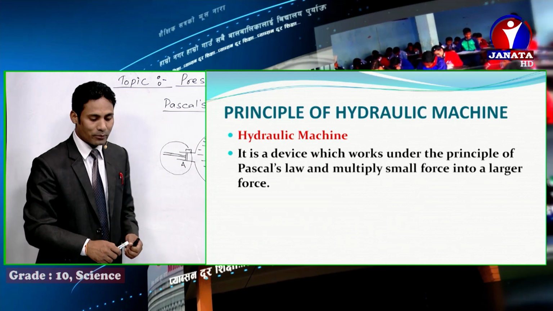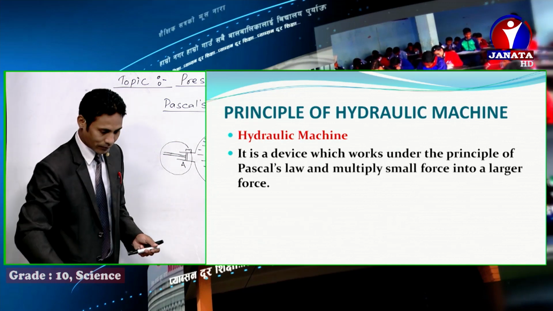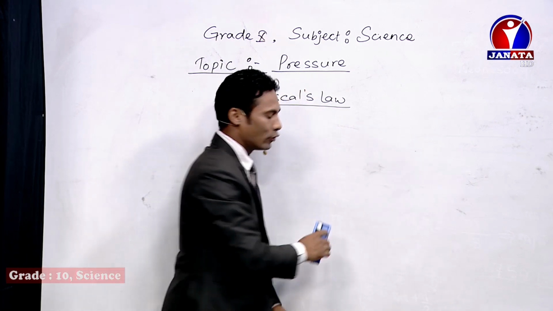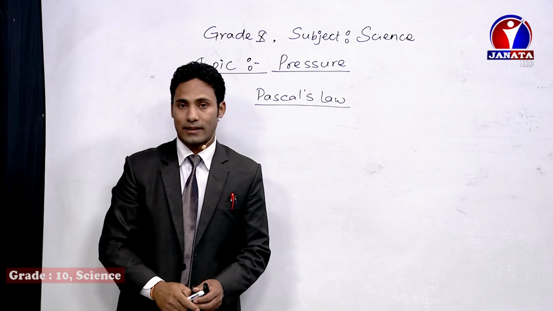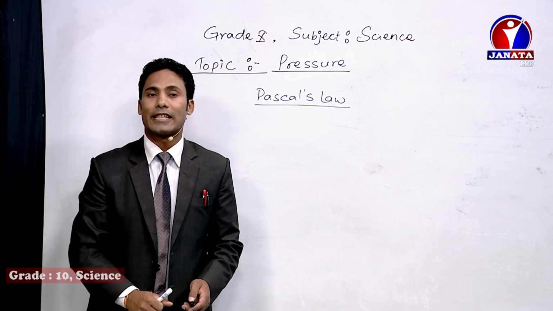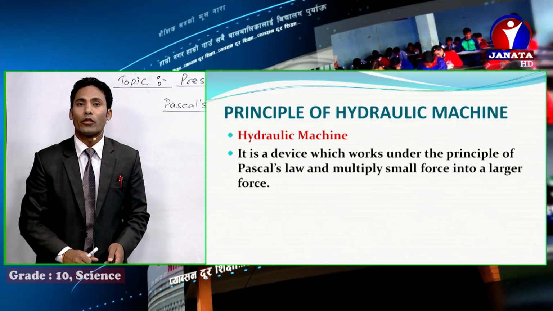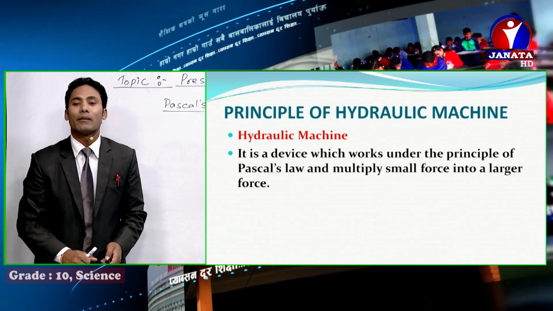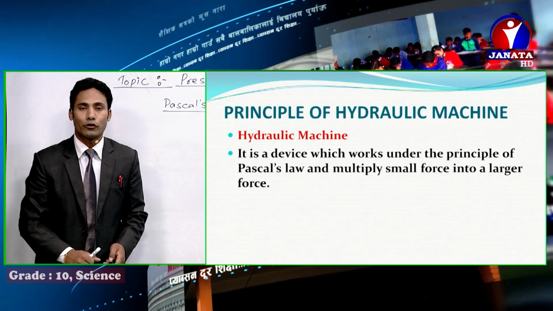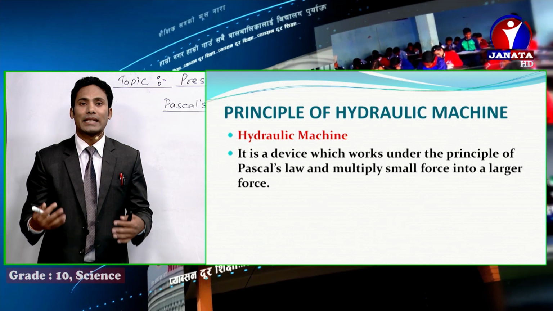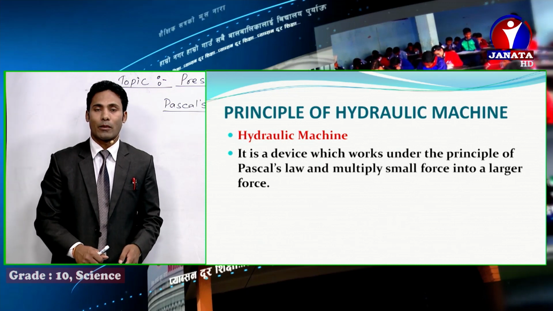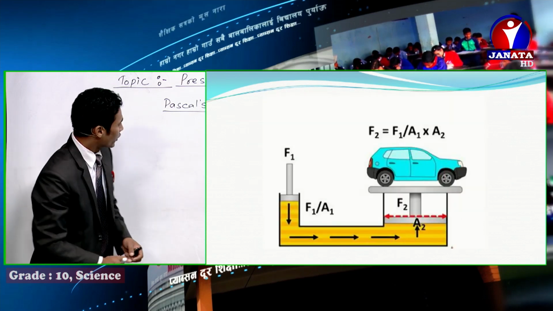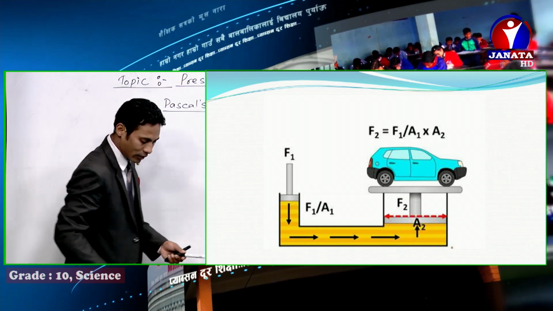Now, let us see the principle of the hydraulic machine. A hydraulic machine is a device based on Pascal's law, which is used to multiply a small force into a larger force. That means a larger force is produced by applying a smaller force using this hydraulic machine. So, let us see the principle of this hydraulic machine.